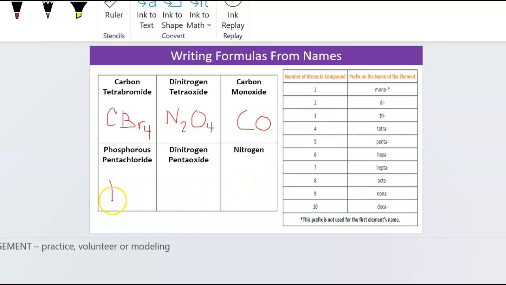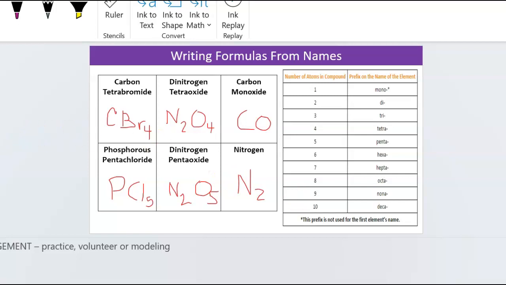Phosphorus pentachloride, so that would be P for phosphorus, and 5 chlorines. Dinitrogen pentaoxide, so 2 nitrogens again, and penta is 5, so 5 oxygens. And then finally, nitrogen is a diatomic molecule, so we would write N2. I'll review those diatomic molecules here in a second, but we wouldn't say dinitrogen, we would just call it nitrogen.